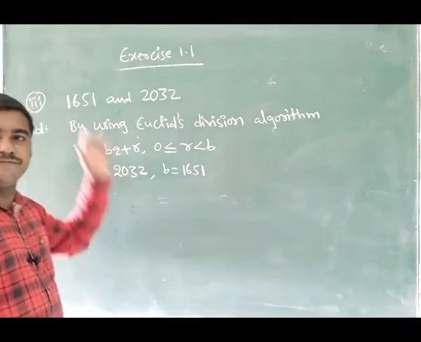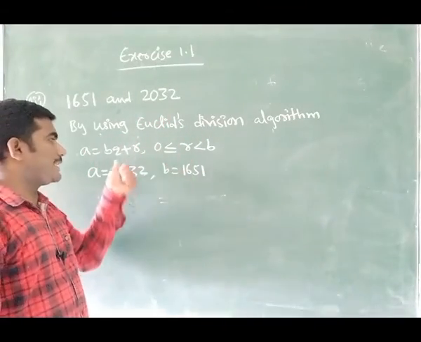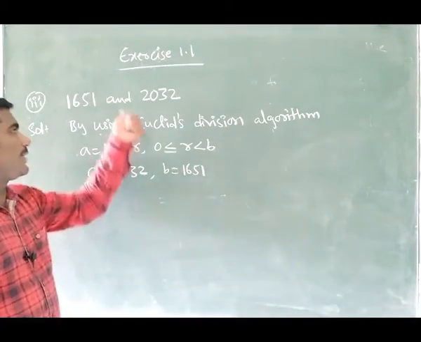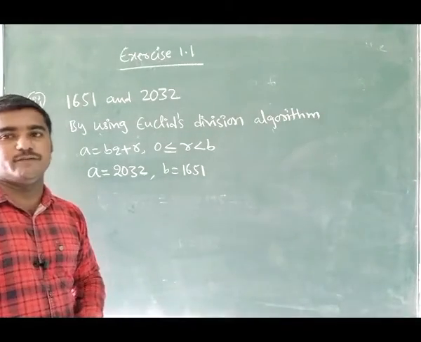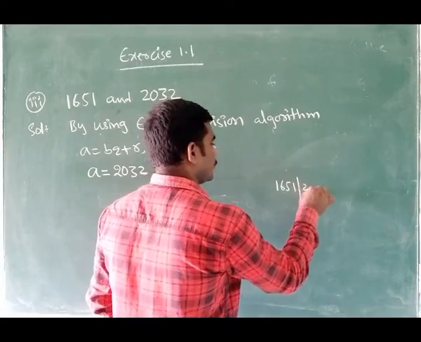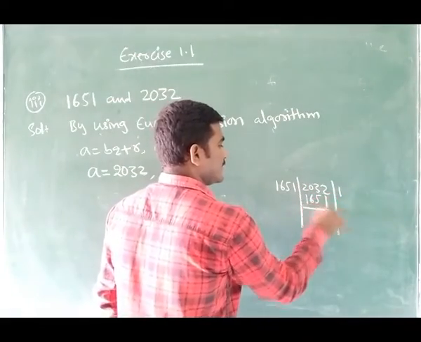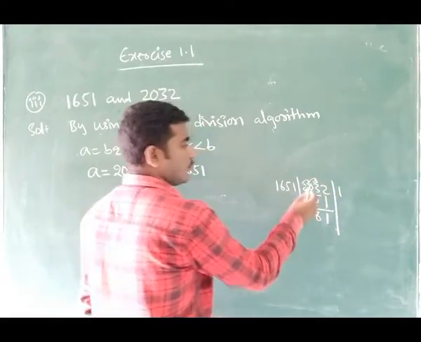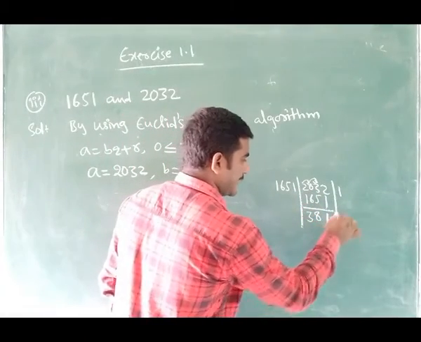So this is the third question. The question is 1651 and 2032. By using Euclid division lemma, A is equal to BQ plus R, 0 less than or equal to R less than B. Now A is equal to the bigger value, 2032, and the smaller value B is equal to 1651. Now do the division method: 1651 into 2032. 1651 once is 1651. 12 minus 5 is... 9 minus 3 is 6, 9 minus 6 is 3. 381.